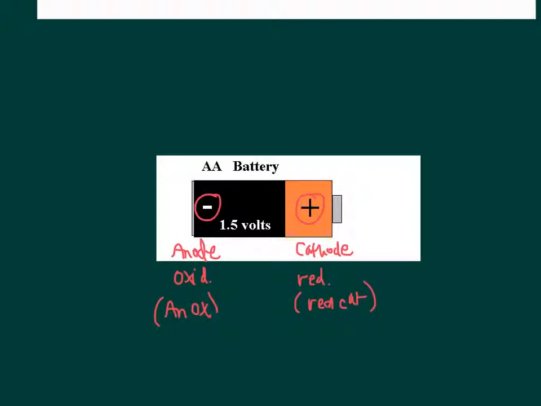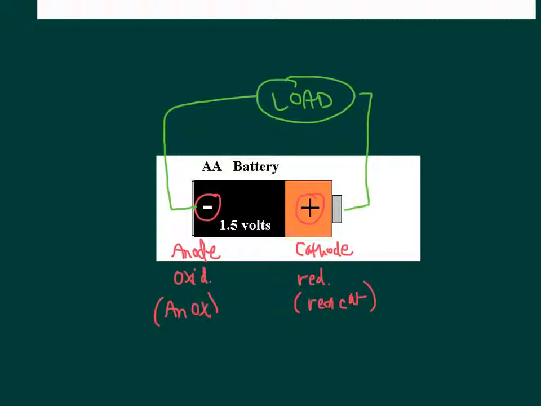And electrons will always flow out of the anode and then through a wire and then to your load, whatever it is you're powering, and back to the cathode. So electrons will always flow in this direction, and it makes sense because oxidation is loss of electrons, so electrons are lost on this end, and reduction is gain of electrons, so they're gained on this end.